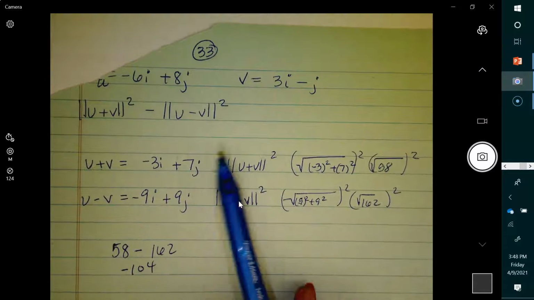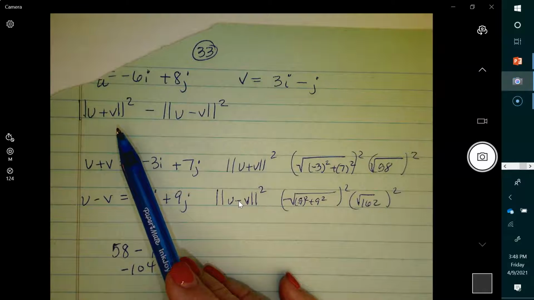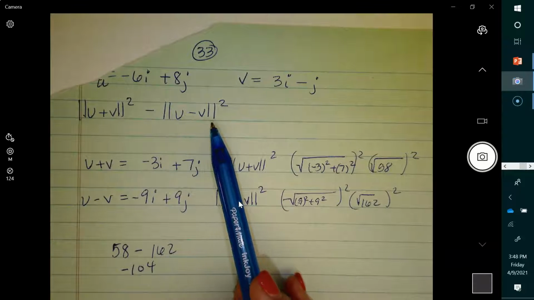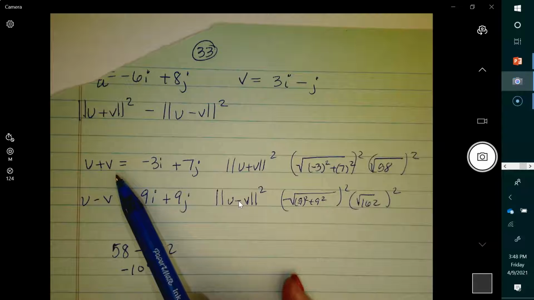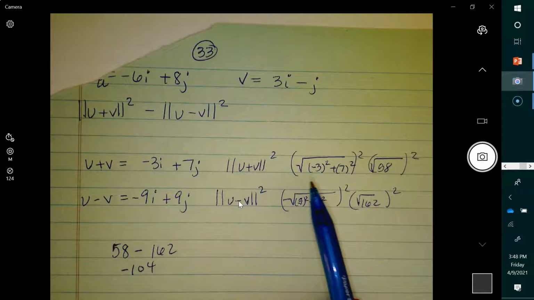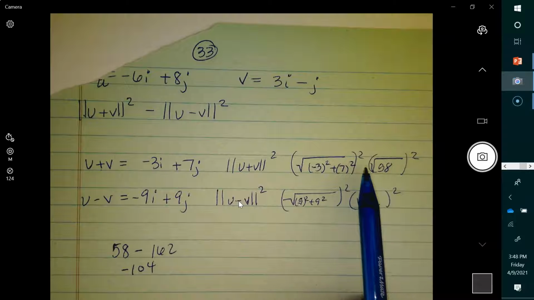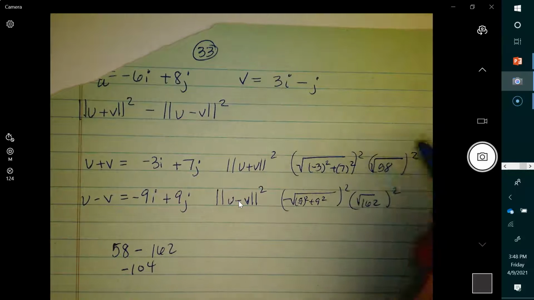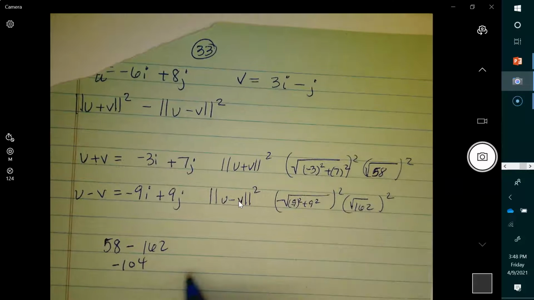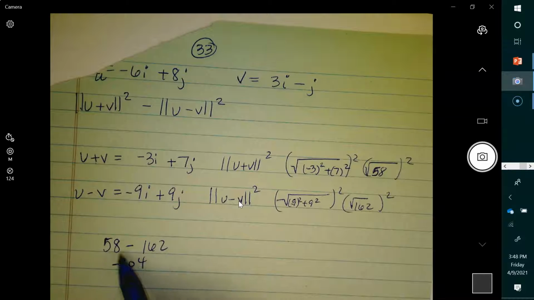You've got u and v, and you need to find the magnitude of u plus v squared minus the magnitude of u minus v squared. So you find u plus v, you find u minus v. Then you find their magnitude. When you square it, it cancels out that square root. Y'all, that's a 58. Hard to tell, but that's a 58. And so you get this value, 58 minus 162, which is negative 104.